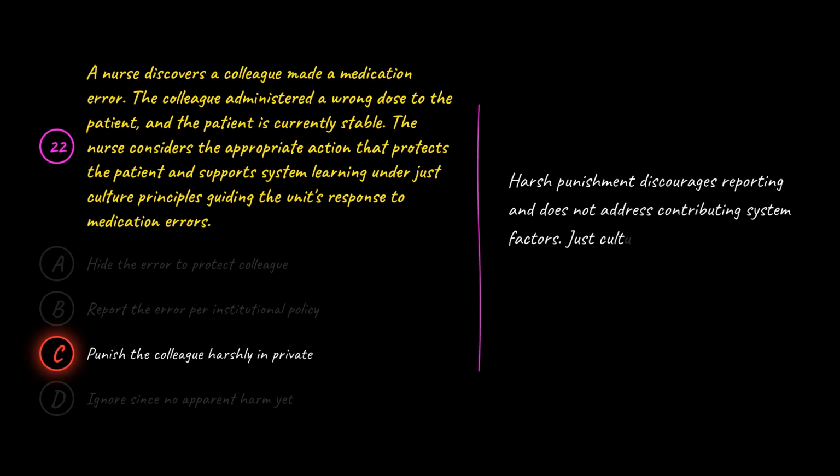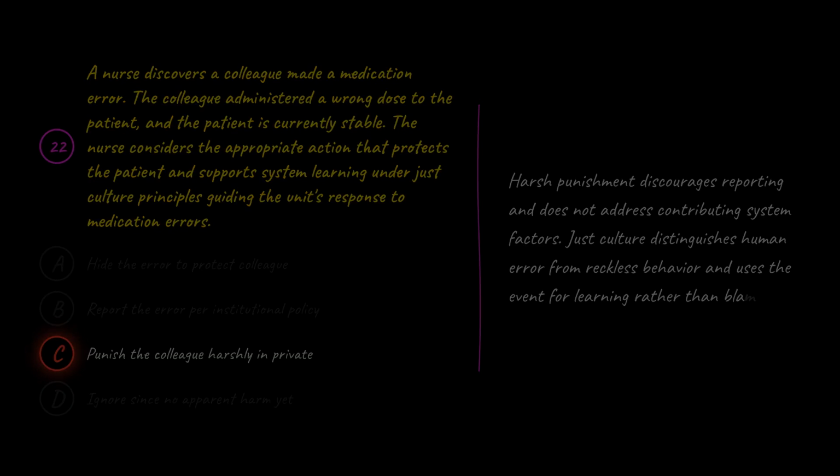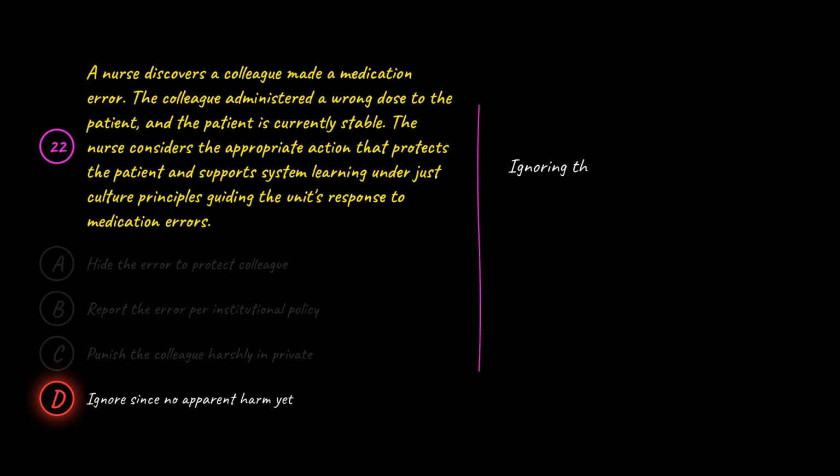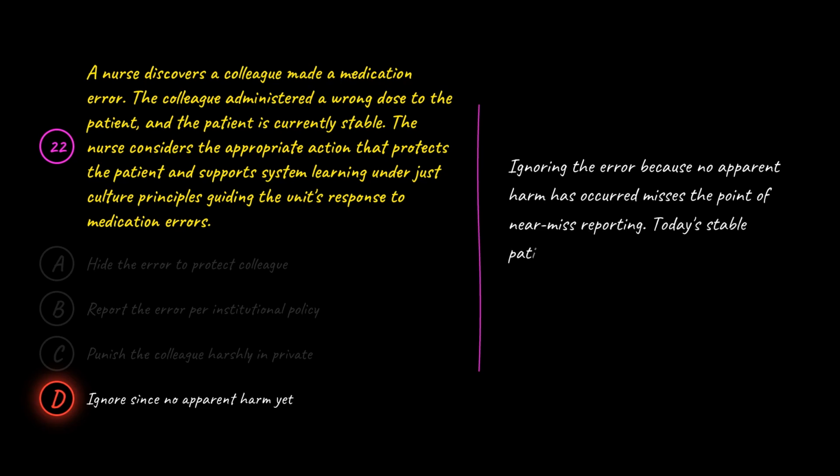Just culture distinguishes human error from reckless behavior and uses the event for learning rather than blame against the nurse involved. D is wrong because ignoring the error because no apparent harm has occurred misses the point of near-miss reporting. Today's stable patient might have a delayed reaction, and the system gains nothing without disclosure and analysis afterward.